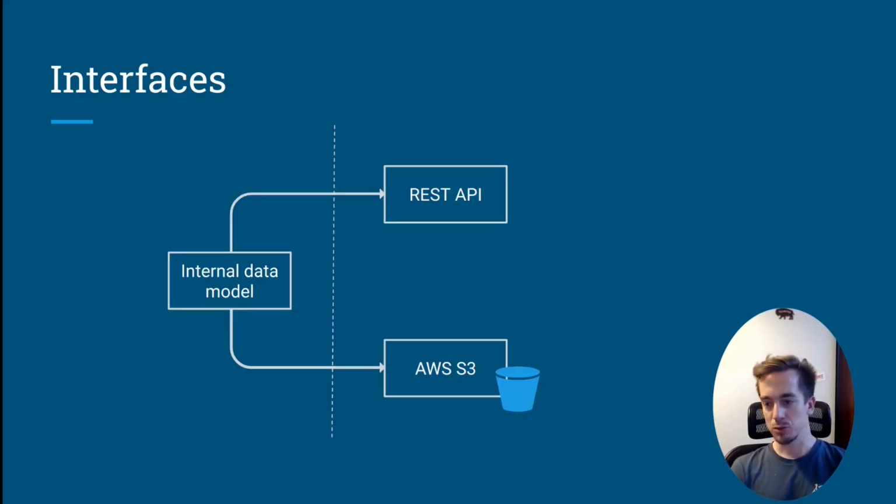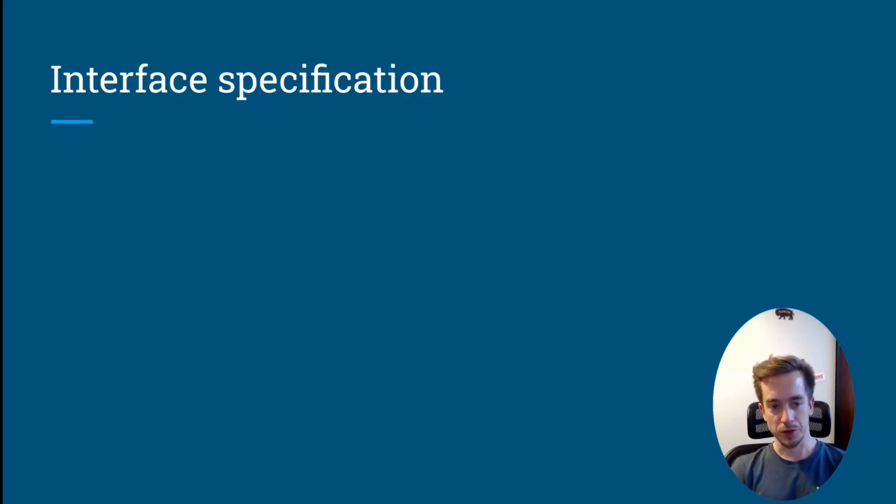Your data product might have multiple interfaces. For example, you might expose your sales data through a REST API so that apps in other domains can use it, but you might also persist daily snapshots of your sales transactions in an S3 bucket for analytical purposes. Each interface will have a separate specification.